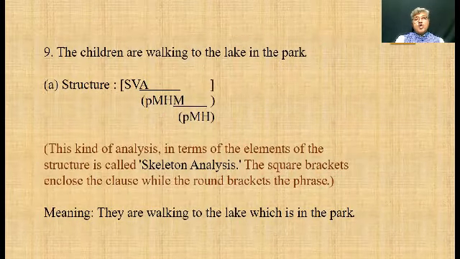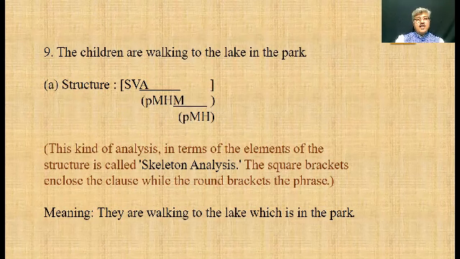The children are walking to the lake in the park. SVA: the children are walking to the lake in the park. This kind of analysis in terms of the elements of the structure is called skeleton analysis. The square brackets enclose the clause, while the round brackets mean they are walking to the lake, which is in the park. It means children are walking to the lake. That lake is in the park.